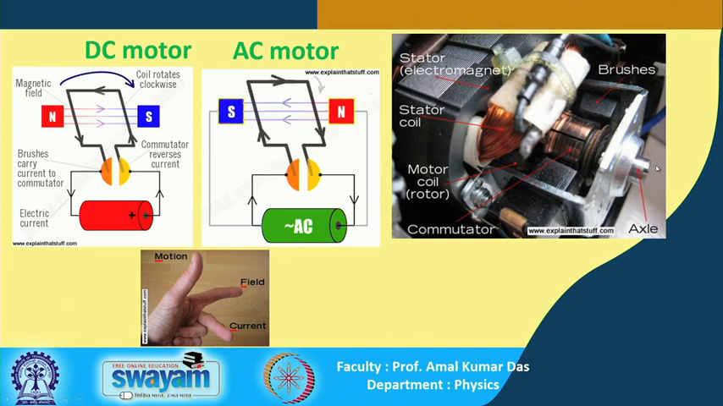On this axle, the blades are fixed and connected. So whatever we are seeing, this fan working, is basically rotating because of this electric motor, and the principle is similar to the galvanometer, which we have seen and done the experiment on. This is just an application of our knowledge from this course, so that we can understand the principle of the devices around us.